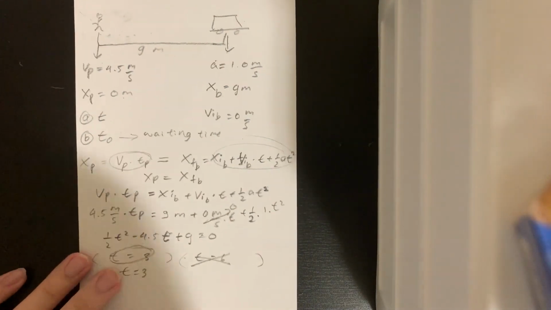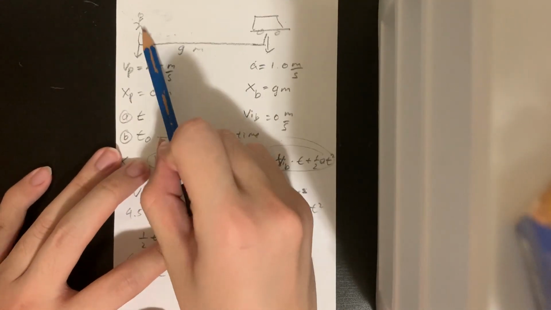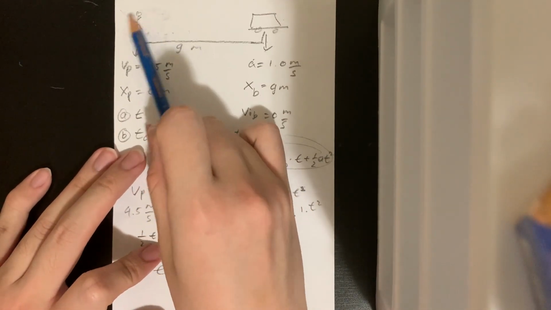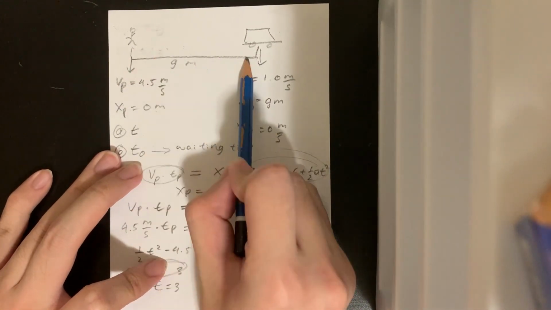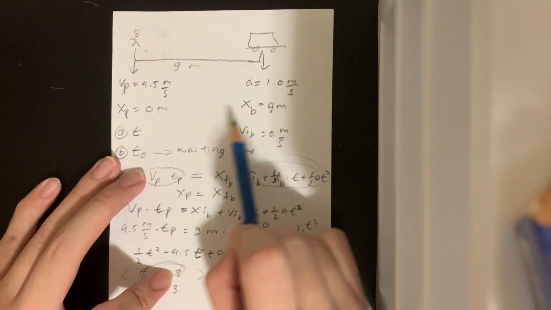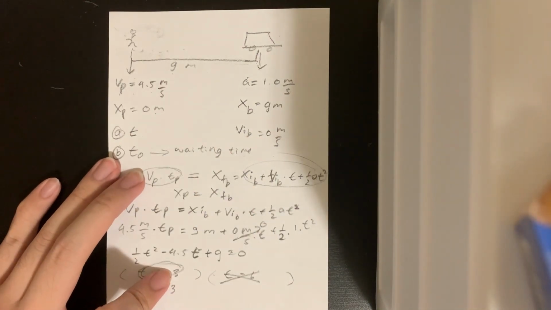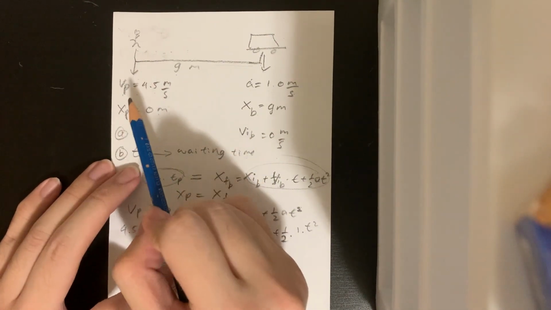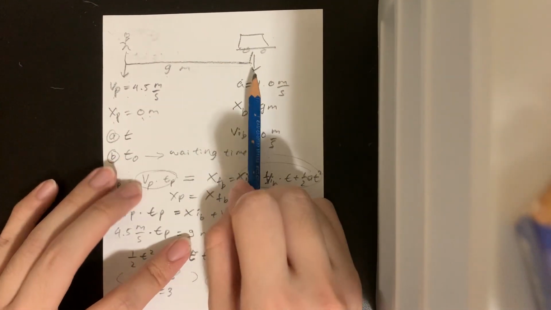Okay, so I already wrote some of the answer. From the question, we know there are two things we need to consider: the person and the bus, and the distance between them is 9 meters. We also know the velocity of the person is 4.5 and the acceleration of the bus is 1.0. It is not stated in the question, but the position of the person is 0 meters and the position of the bus is 9 meters.